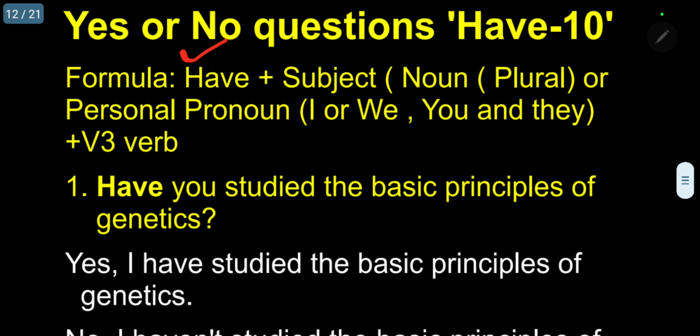Have means it is the plural verb plus subject. The subject may be a plural noun or a personal pronoun: I, you and they. Kindly follow IRV. Please follow the exception: even though I is singular, I am not using "I has". Only "I have" is used. Please follow, that is the exception.